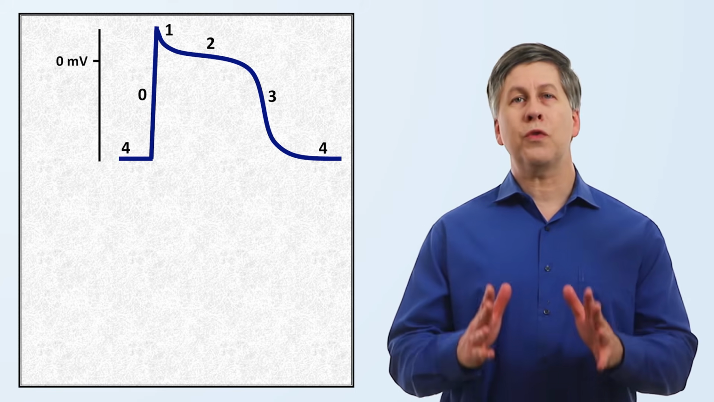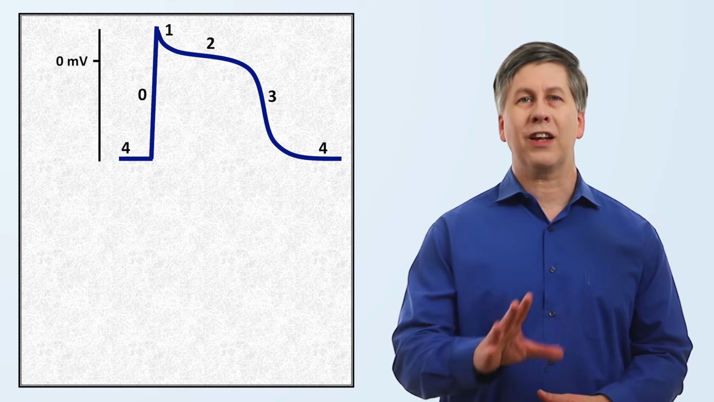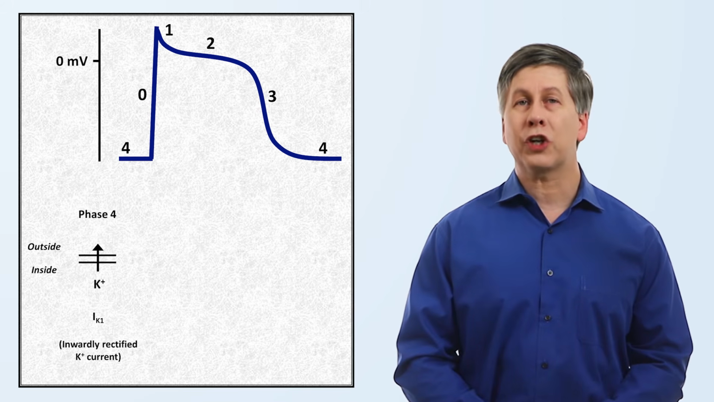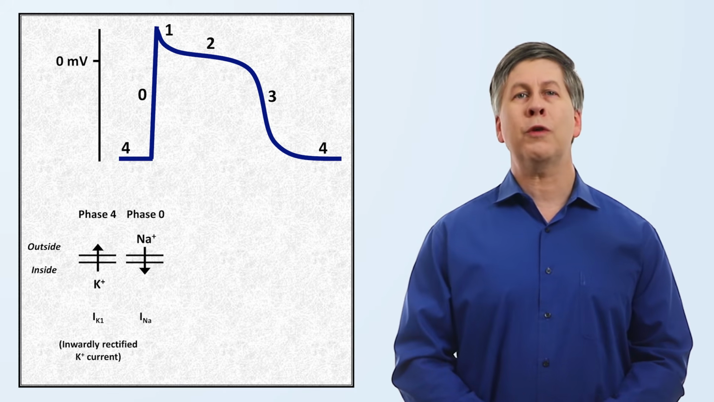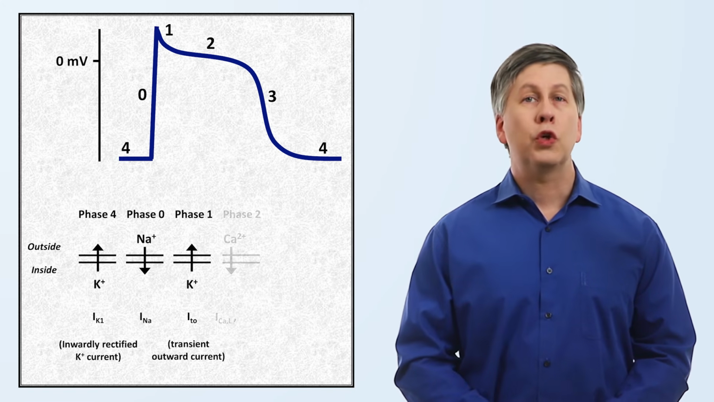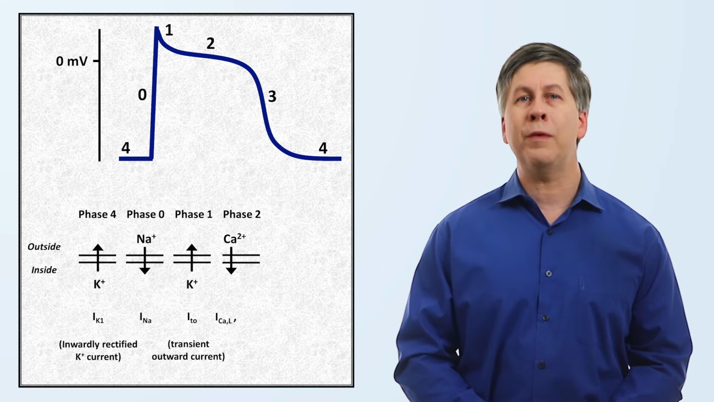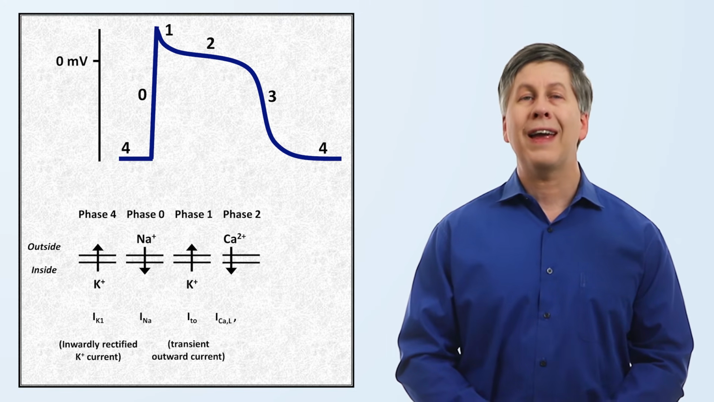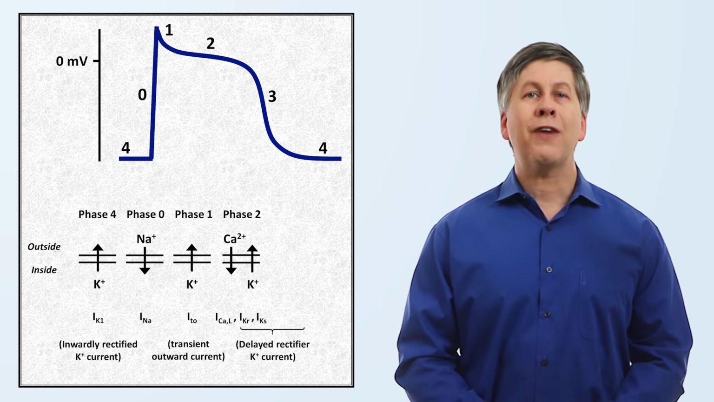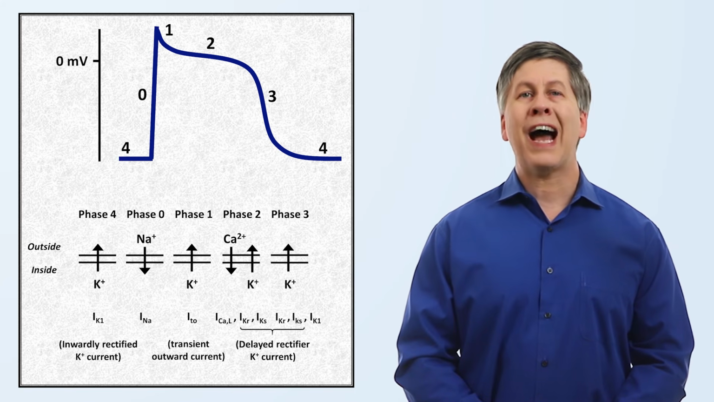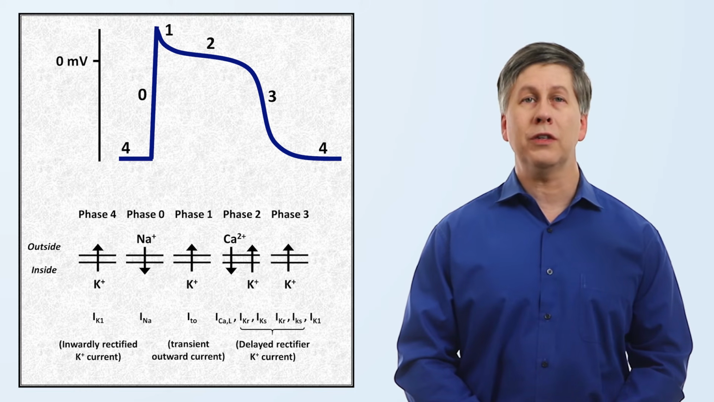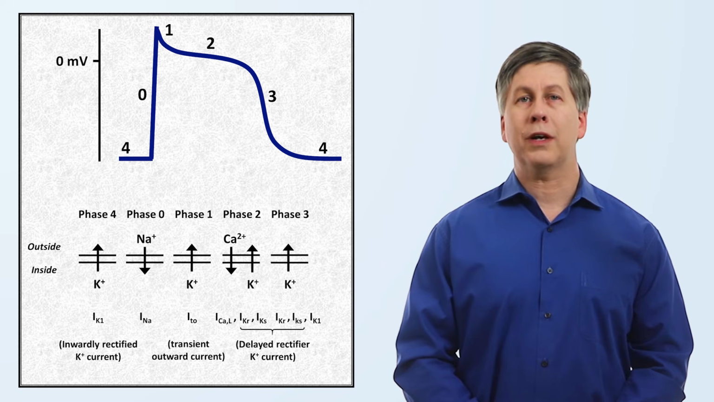So, I'm going to go through this again, but summarized, only hitting the highlights. Phase 4 is due to outward movement of potassium, known as the inwardly rectified current. Phase 0 is due to inward movement of sodium. Phase 1 is predominantly from outward movement of potassium. During phase 2, there is a balance between an inward movement of calcium through L-type calcium channels and an outward movement of potassium, known as the delayed rectified current. And by phase 3, the calcium channels have closed and outward movement of potassium is unopposed, including a restart of the inwardly rectified current, just before returning to the resting membrane potential.